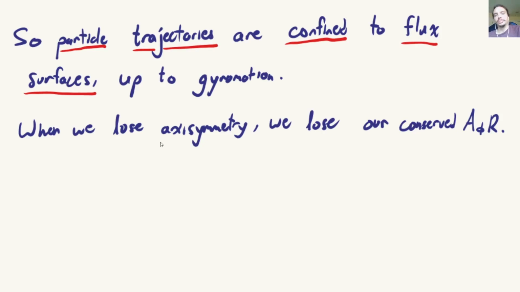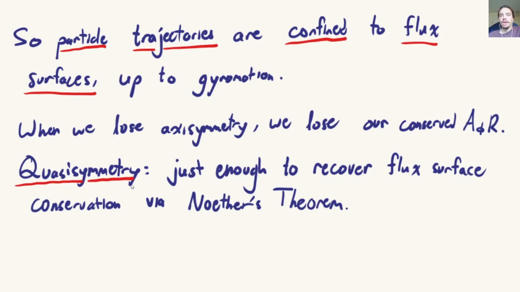Unfortunately, when we lose axisymmetry, this whole argument fails. We lose the conservation of A phi r, and we aren't able to guarantee that particle trajectories actually lie on the flux surfaces. So we need to do something to get things back. This is where quasisymmetry comes in. Quasisymmetry is the definition that's just enough for us to recover the flux surface conservation that we just derived via Noether's theorem. Again, that proof gets a little more complicated than this one, but it's a similar idea. We go through Noether's theorem with the Lagrangian, apply quasisymmetry, and we end up finding that the flux surface is conserved.